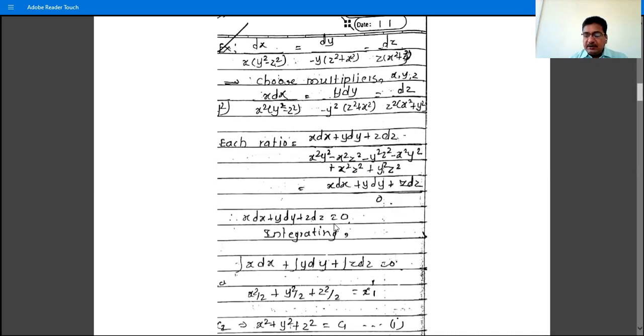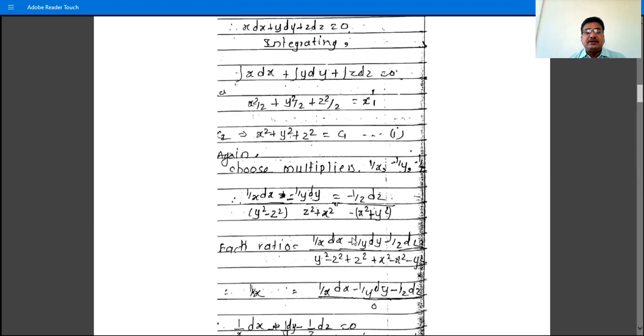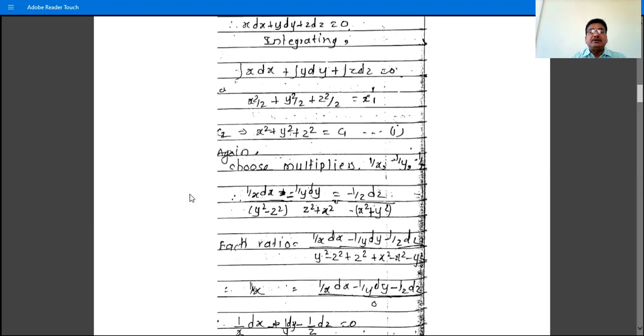So after integrating, we have x²/2 plus y²/2 plus z²/2 is equal to c1', where c1' is the constant of integration. Multiply by 2, and 2c1' is equal to c1, and then we have x² plus y² plus z² is equal to c1 as one integral curve of the given differential equation, or one solution of the given differential equation.